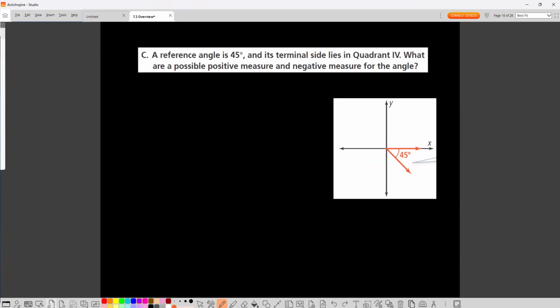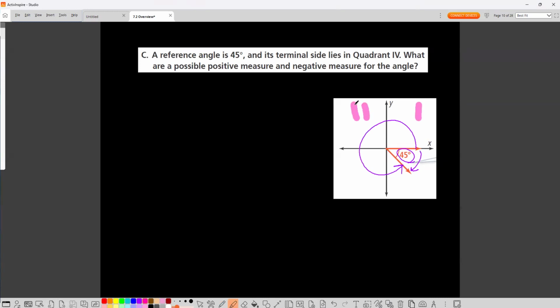And one more. If you have a 45 right here, that is my reference angle. They want to know what the terminal side is. If you were coming around right there, the reference angle is 45, and its terminal side is in quadrant 4. That's just describing it. Remember how the quadrants get labeled.